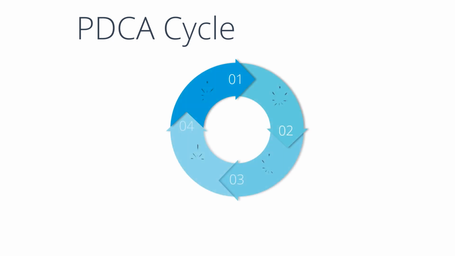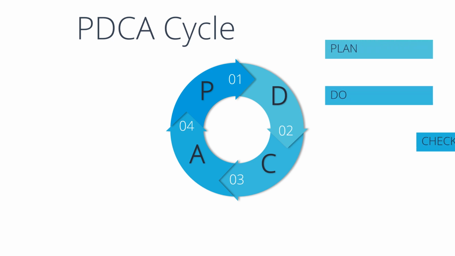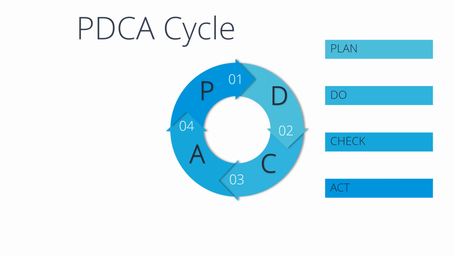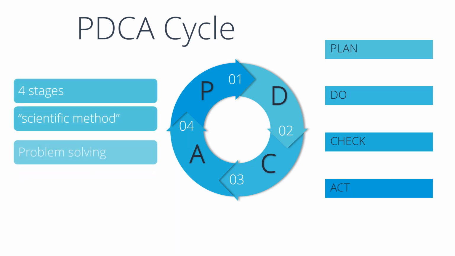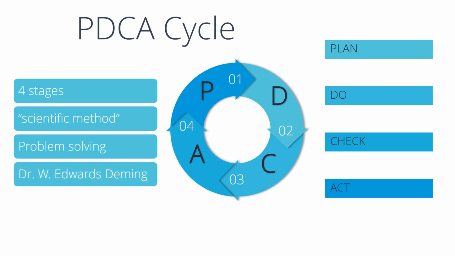The PDCA cycle may also be used, like the TQM framework or the 5Q framework. PDCA stands for plan, do, check, and act. Now, the PDCA cycle has 4 stages, which is based on the scientific method of problem solving. This is popularized by Dr. W. Edwards Deming, who is considered by many to be the father of modern quality control.